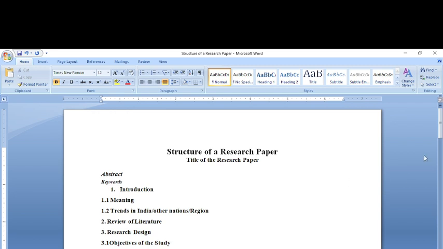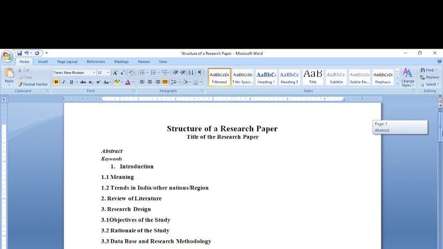The introduction is further divided into the meaning, the trends, and the data that you have to give, which I've already discussed in my videos, whether it is data relating to India or to other nations or to the world over or to a specific region. You give the trends relating to your subject or any other data relating to the subject you're covering. The second heading would be review of literature. The third heading would be research design.